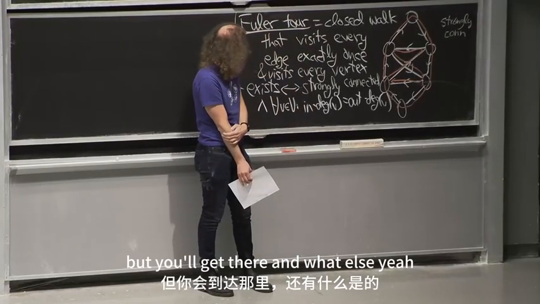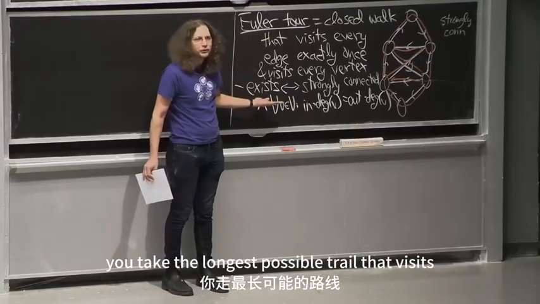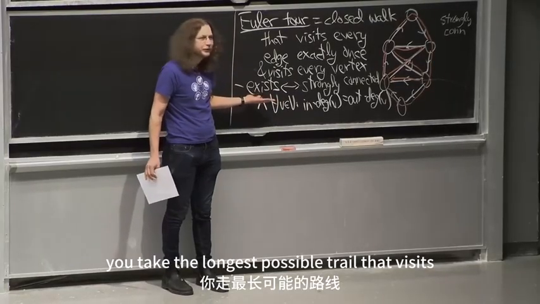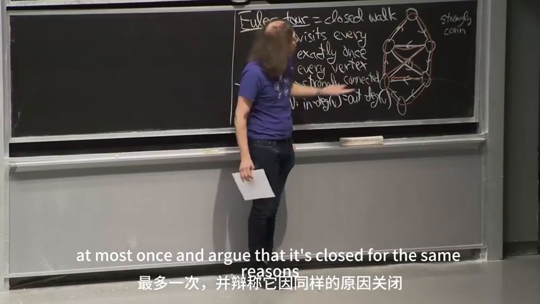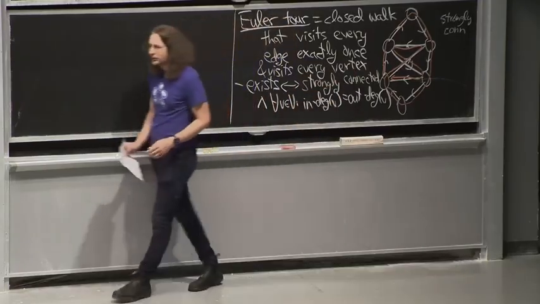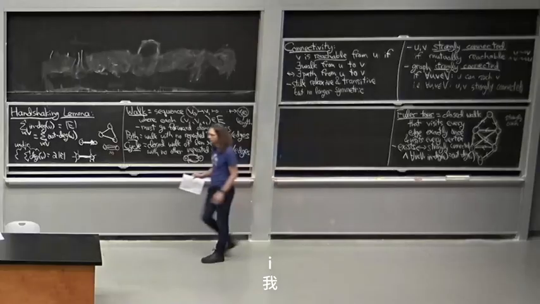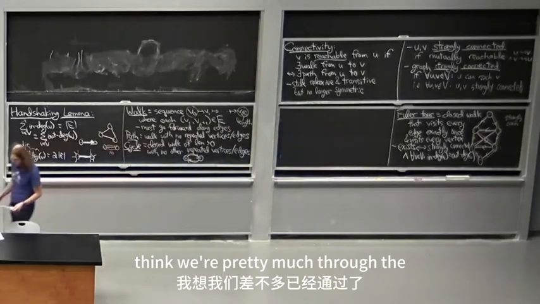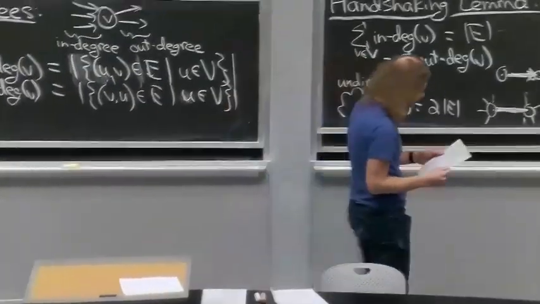And what else? Yeah, the proof, again, is similar. If you want to show that these properties are sufficient, you take the longest possible trail that visits every edge at most once and argue that it's closed for the same reasons as before, and that it actually has to visit every edge, because otherwise you could make it longer. OK. I think we're pretty much through the main repetition from before.